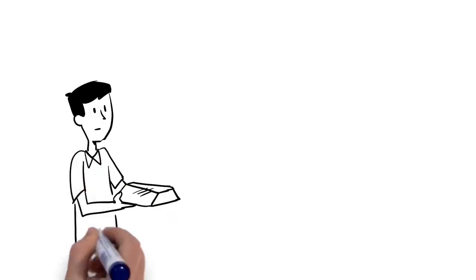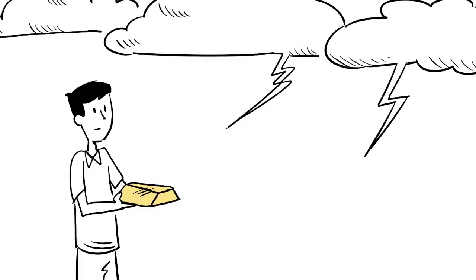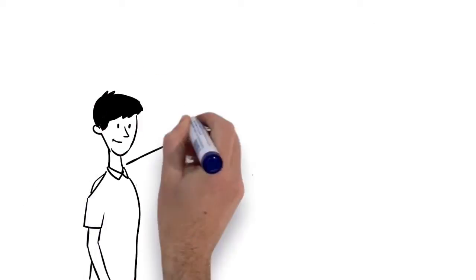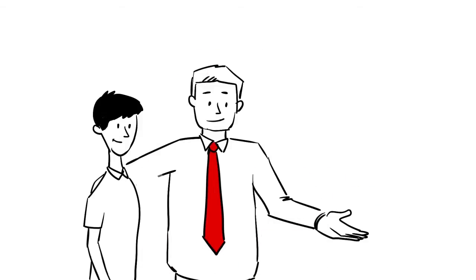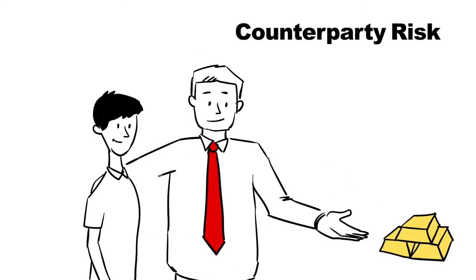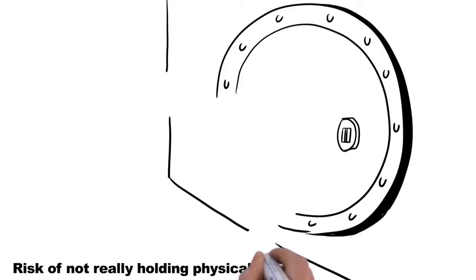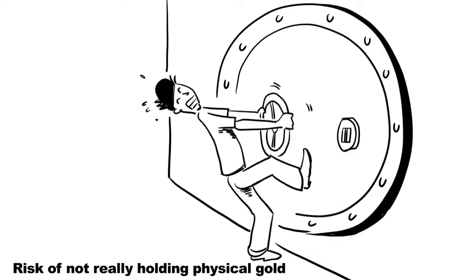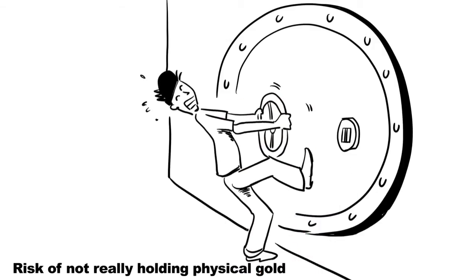Two of the most important risks for investors in this financial crisis when investing in gold are counterparty risk. This is the risk investors face when they hold their investment through an intermediary instead of directly. They are exposed to the risk of counterparty default, the risk of not really holding physical gold, and the impossibility of verifying its existence.